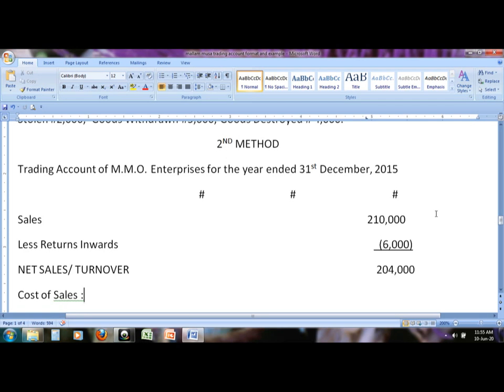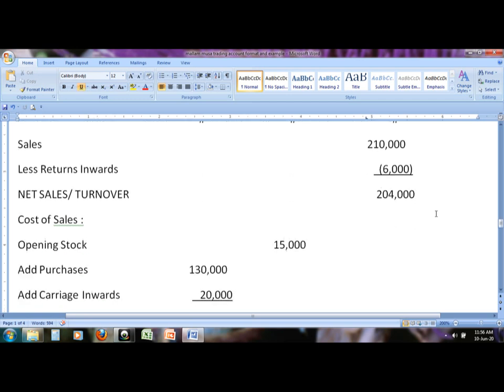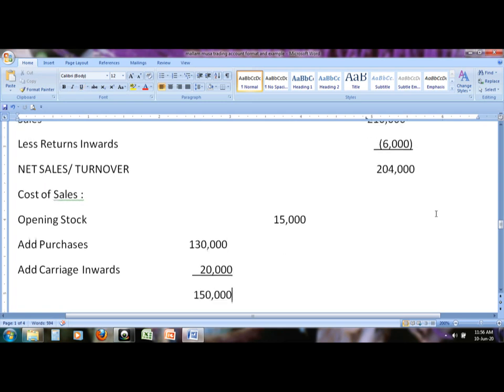Then we move down to cost of sales. I've told you the other time that the items expected under the cost of sales are opening stock, purchases, return inward, goods stolen, goods returned, goods destroyed if any, and closing stock. All these are items expected under our cost of sales. Now let's look at it. Our opening stock is 15,000. Add purchases of 130,000. Add carriage inward on purchases, which is 20,000, plus 130,000, making 150,000.